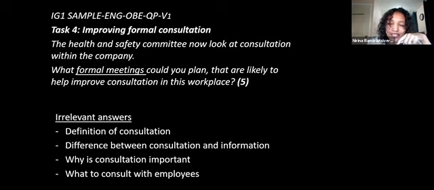So they provide very, very long answers, with different reasons why an employer should consult with their employees. And some people talk about what to consult with employees, like what would be the agenda of a meeting. So they mention risk assessment, training, all these different topics that should be consulted with employees. But none of those actually answer the question, because the question is clear: what formal meeting? So what do you think would be a possible formal meeting?